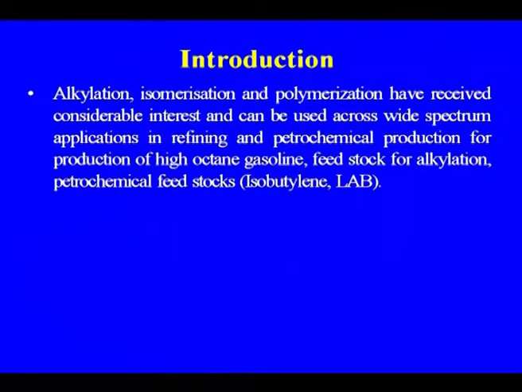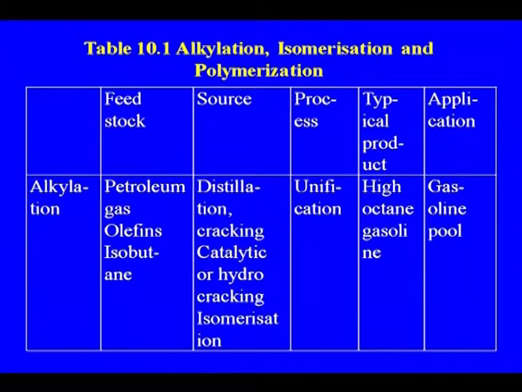Alkylation, isomerization and polymerization have received considerable interest and can be used across a wide spectrum of applications in refining and petrochemical production, for producing high octane gasoline and petrochemical feedstock, like isobutene or linear alkyl benzene, where we also use the alkylation process. I will be discussing in detail what the feed and other things are, for alkylation and isomerization.